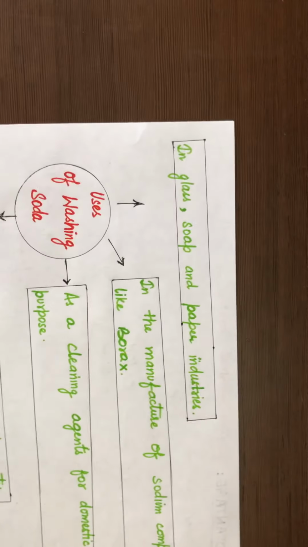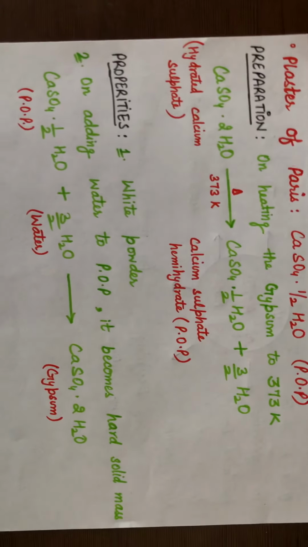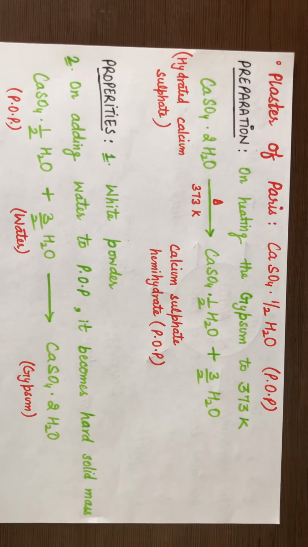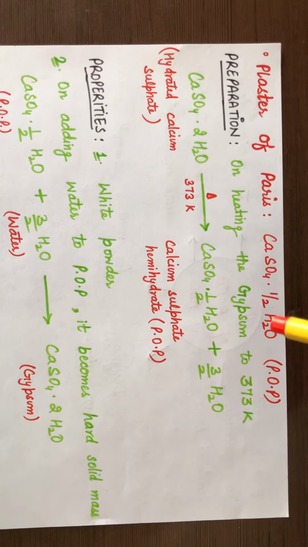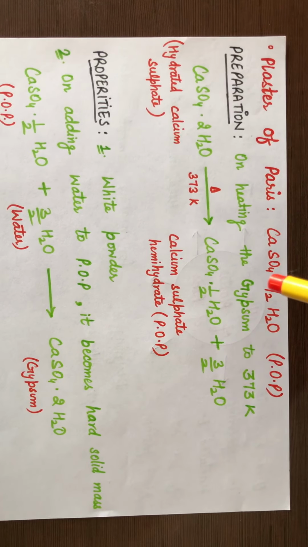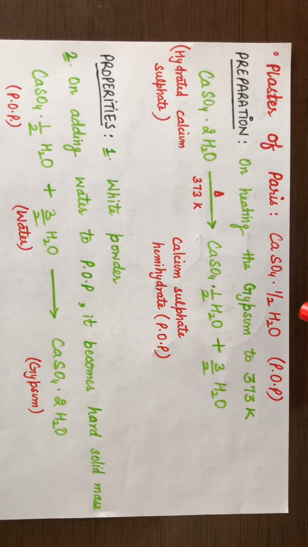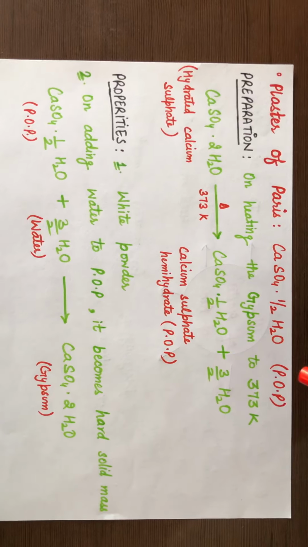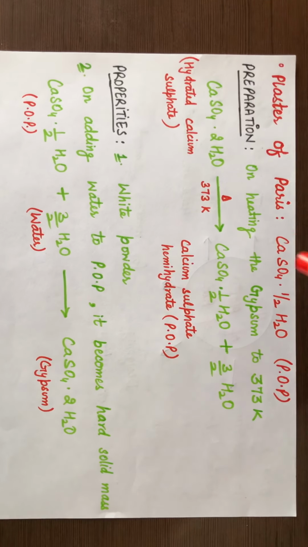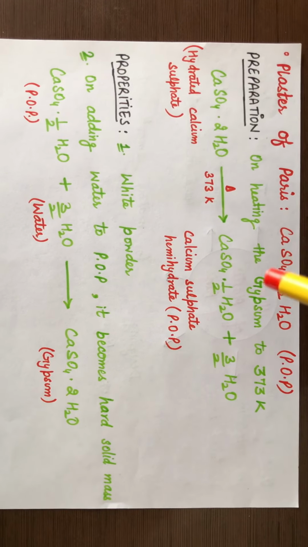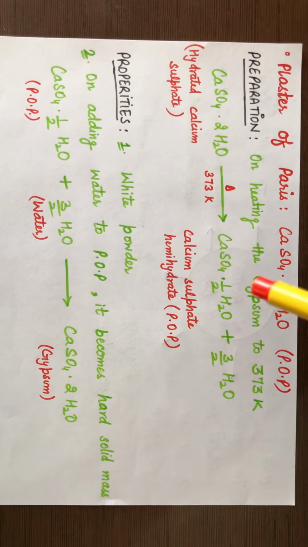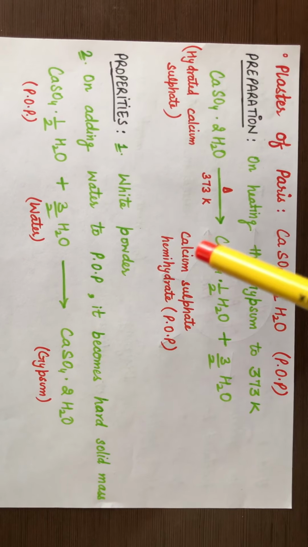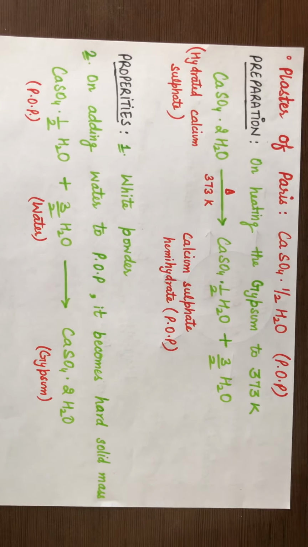Now the next topic is POP, meaning plaster of Paris. Its formula is calcium sulfate hemihydrate. Here half a water molecule is present and it is commonly named POP. So how can it be prepared? On heating gypsum to 373 Kelvin, we will obtain calcium sulfate hemihydrate.